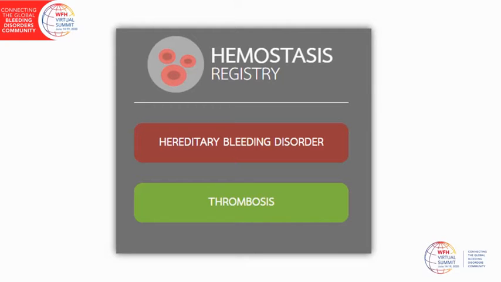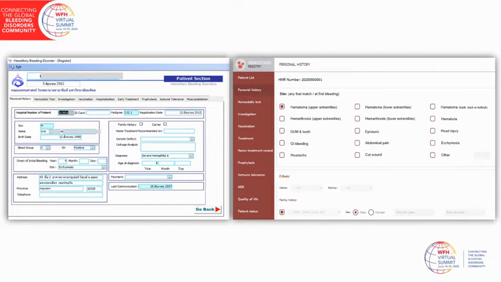The Thai Society of Hematology has created a hemostasis registry, including patients with hereditary bleeding disorders and thrombosis, this year. You can compare the similarity of the detailed data entering of these 2 registries. Right now, we use the brand new registry of the Thai Society of Hematology, the Hereditary Bleeding Disorders Registry, nationwide. I will call it the Thai Registry for short.